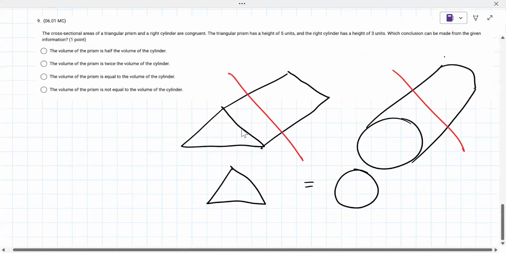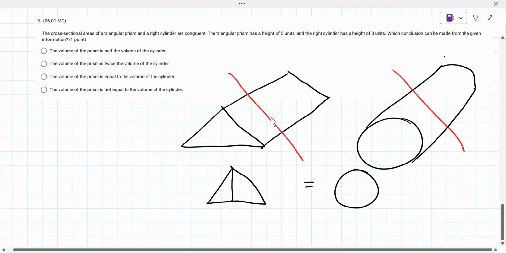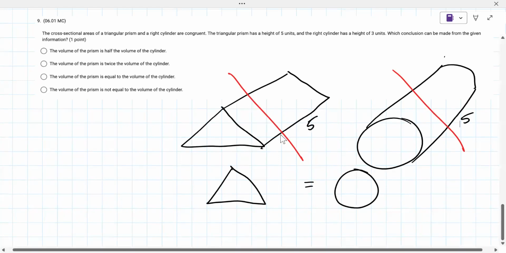So the triangular prism has a height of 5 units. That's the height there. And the right cylinder has a height. Oh, I'm sorry, no, that's not right. The height is referring to this right here, 5 and 5. But they're saying that the cross-sectional areas are the same. So the volume in both cases is the base times the height, and they're saying that the B is the same in both of these. So the base area would be the same, and the height in both is this 5.